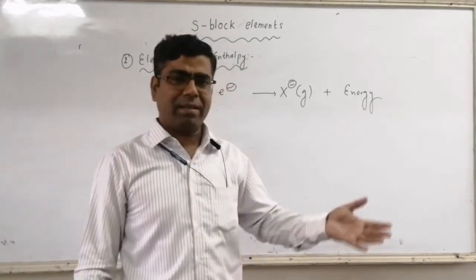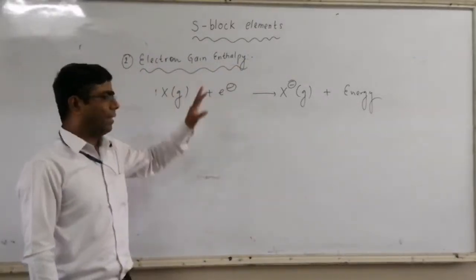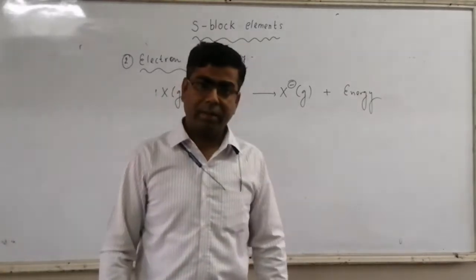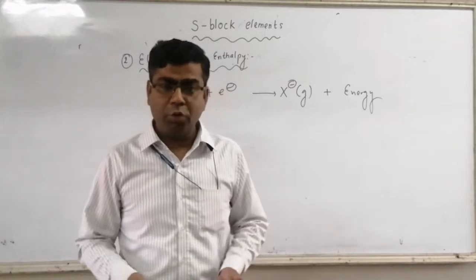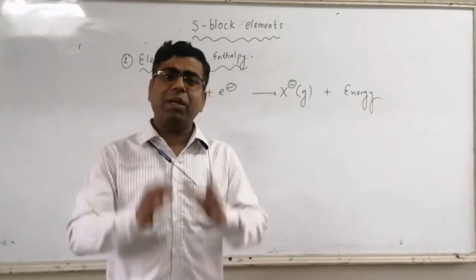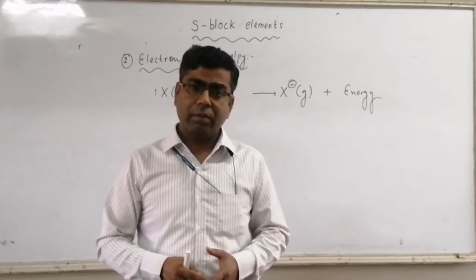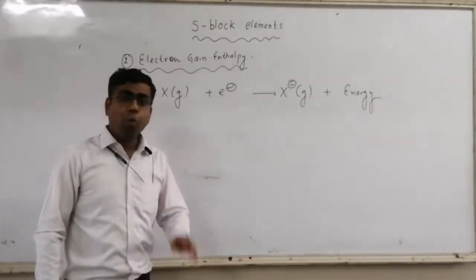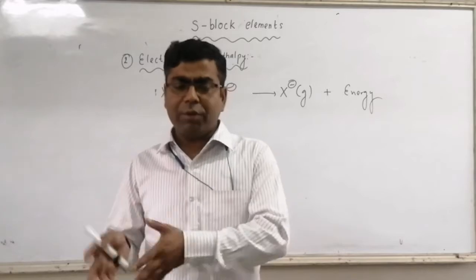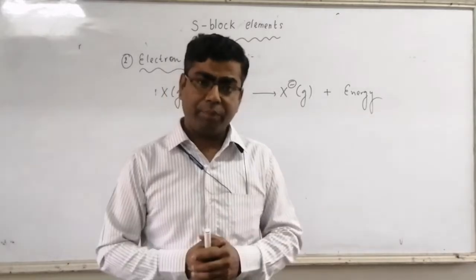Because the energy is released, most of the time we use the term negative electron gain enthalpy. Because energy is going out, it is decreasing. So we normally use negative electron gain enthalpy. The more negative the value of electron gain enthalpy is, the more easily the electron will be added to the valence shell. The less negative the value is, the less easily the electron will be added to the valence shell.